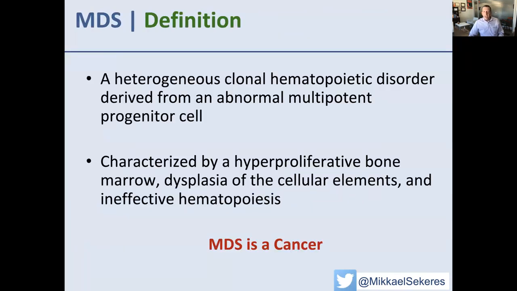So let's start off with a brief definition. What are myelodysplastic syndromes? Well, they're defined as a heterogeneous collection of clonal hematopoietic disorders derived from an abnormal multipotent progenitor cell characterized by a hyperproliferative bone marrow, dysplasia of the cellular elements, and ineffective hematopoiesis.